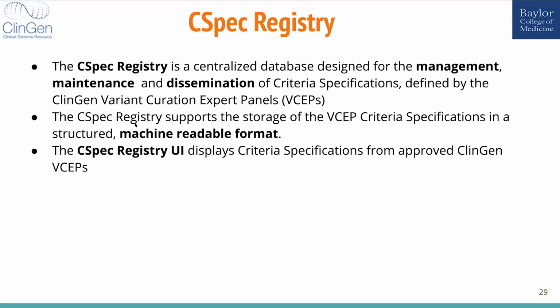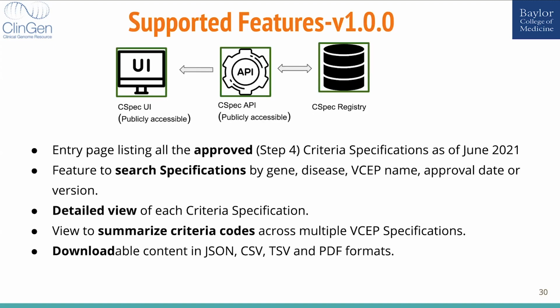The C-Spec Registry supports the storage of VCEP criteria specifications in a machine-readable format. Like most of you are aware, currently it exists in a PDF format. So by this, we are converting it to a structured format. And the C-Spec Registry UI, the first release, displays the criteria specifications from all the approved ClinGen VCEPs. So a little bit about the supported features in detail before we go to the demo. As you can see, we have completed all these entities here. So this is our data store, a structured format with all the 14 approved specifications on which we build our APIs, and the UI is built on that.